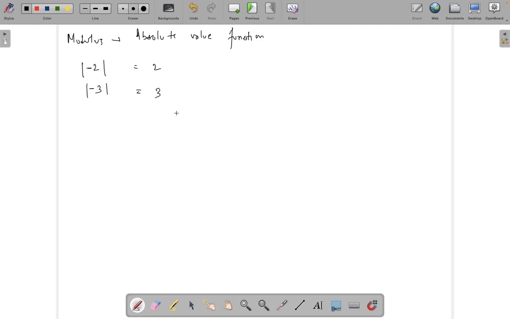Right, this is a very important function, and can you tell me one application, why do we study modulus, or why do we need this modulus? Think about, why do we want to make negative numbers positive?